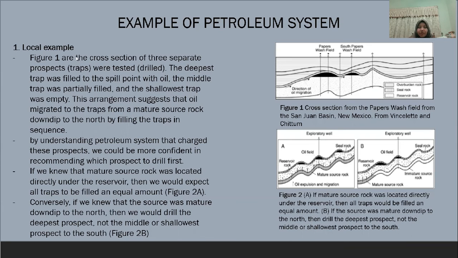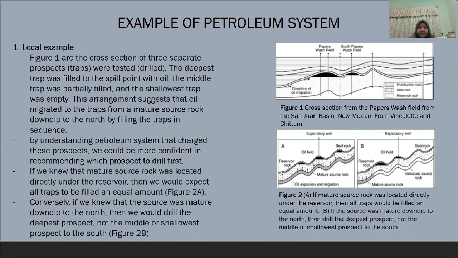The first one is a local example. As we can see here, there are three traps. The first one is filled with oil. The second one is partially filled, while the shallowest trap is empty. So this arrangement suggests that oil migrated to the traps from mature source rock down deep to the north, filling the traps in sequence. So by understanding this system, we can be more confident in recommending which prospect to drill first.